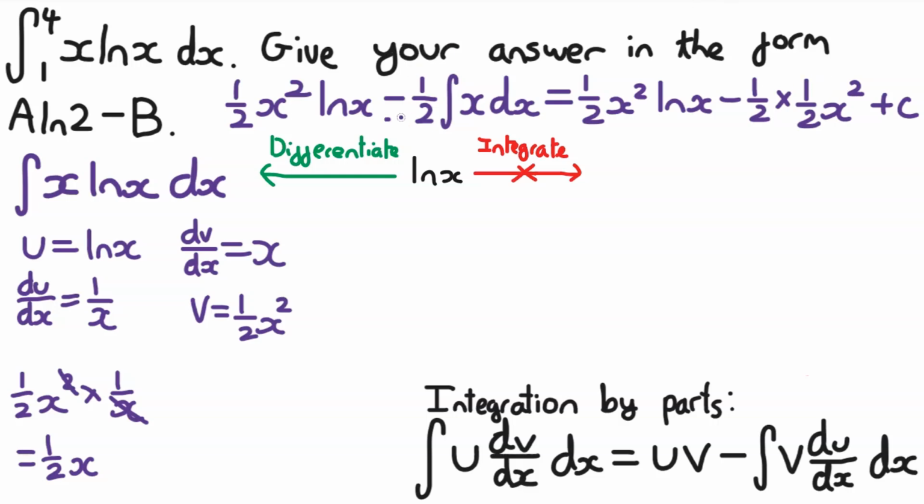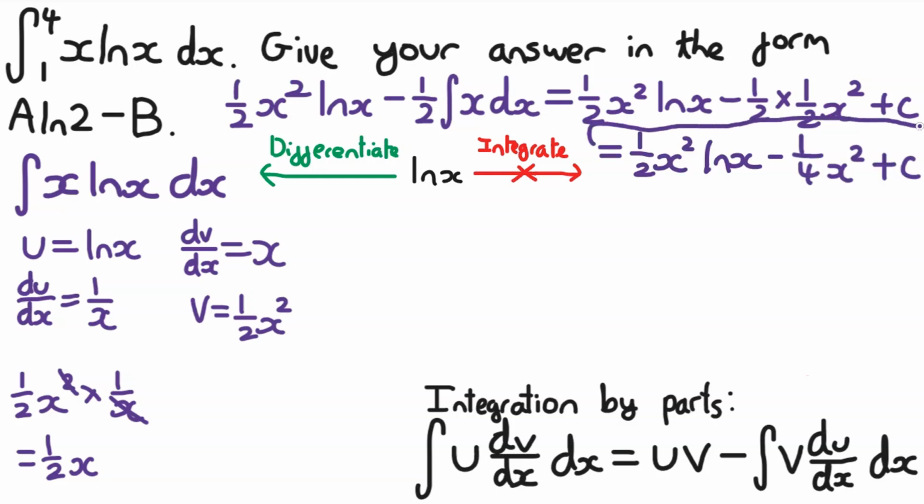And then remember, we need to multiply this by the minus a half that we took out at the start. So minus a half multiplied by a half is equal to minus a quarter, like this here. So therefore, the integral here is half x squared natural log of x, minus a quarter x squared. And then remember the plus c on the end.